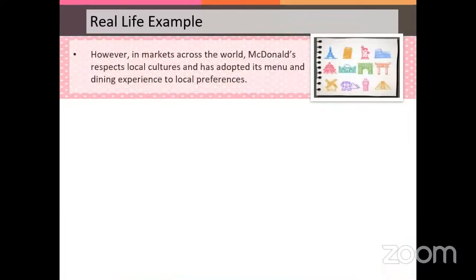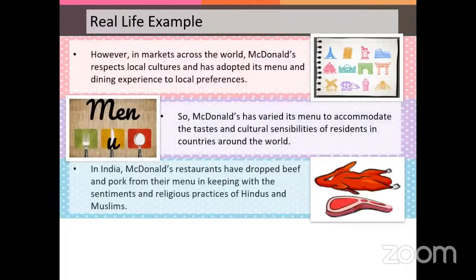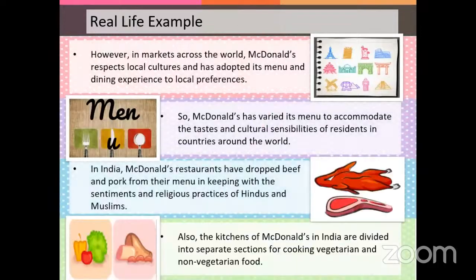However, in markets across the world, McDonald's respects local cultures and has adapted its menu and dining experience to local preferences. So McDonald's has varied its menu to accommodate the tastes and cultural sensibilities of residents in countries around the globe. In India, McDonald's restaurants have dropped beef and pork from their menu, in keeping with the sentiments and religious practices of Hindus and Muslims. Also, the kitchens of McDonald's in India are divided into separate sections for cooking vegetarian and non-vegetarian foods.